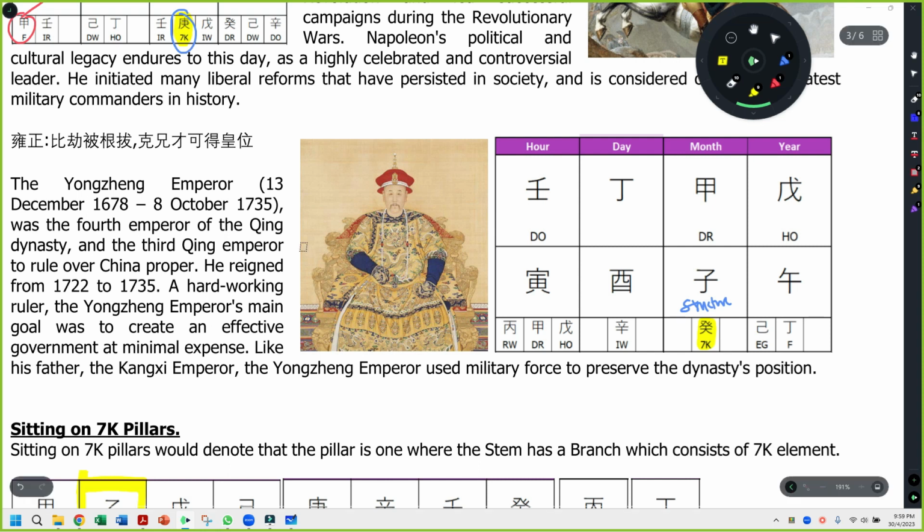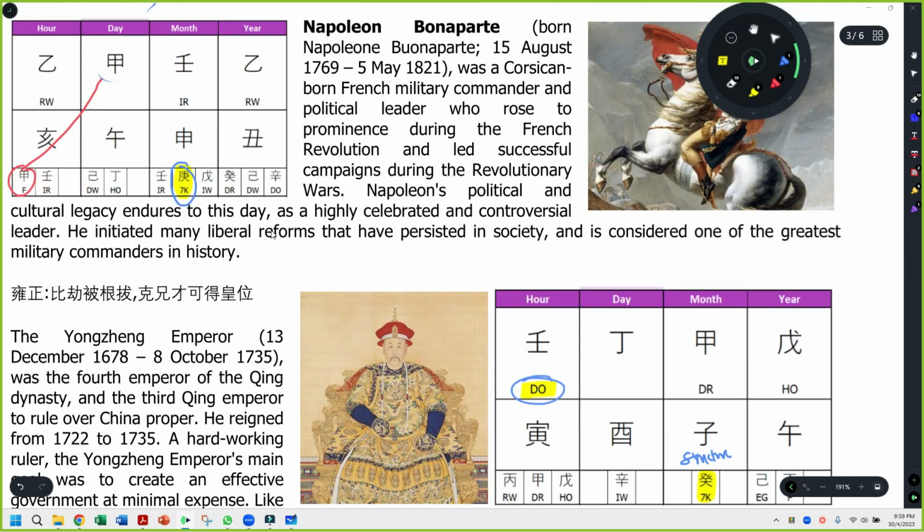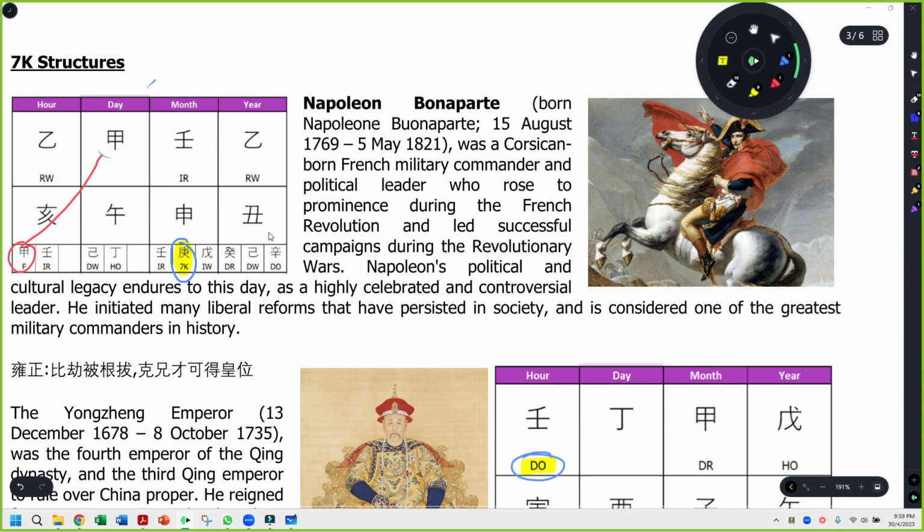This one has a lot. This one also has. So for this one, the direct officer is reviewed and 7K is hidden. Or we can have the case of Napoleon Bonaparte, where direct officer and 7K are both hidden. Therefore, they are both.